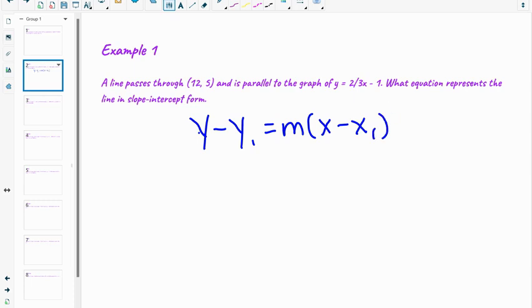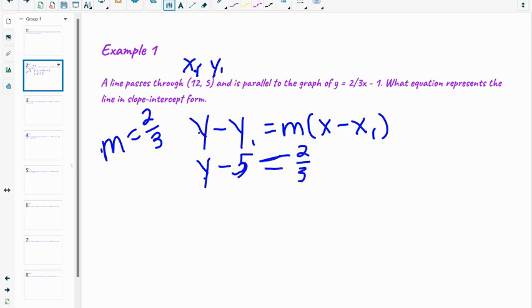Now, when we're thinking parallel lines, we think back to the lesson the other day. We're talking about lines that will have equal slopes. So that means my m is 2/3. And my point x1, y1 is (12, 5). So we're going to start: y minus 5 equals 2/3 times (x minus 12). But they want it in slope intercept form, which means we have to do our two-step process.